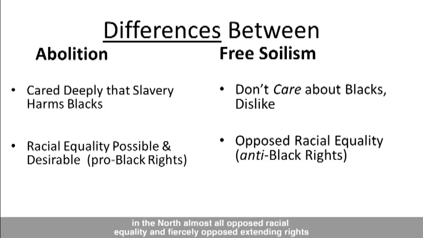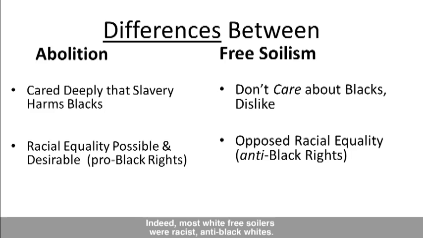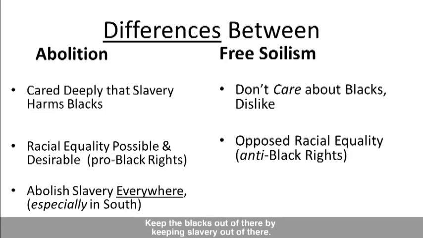Whereas white free soilers in the North almost all opposed racial equality and fiercely opposed extending rights to blacks in the North or anywhere else. Indeed, most white free soilers were racist, anti-black rights. And one of their arguments is slavery should be prohibited in the Western territories in order to keep the territories left open for settlement purely by free white laborers. Keep the blacks out of there by keeping slavery out of there.